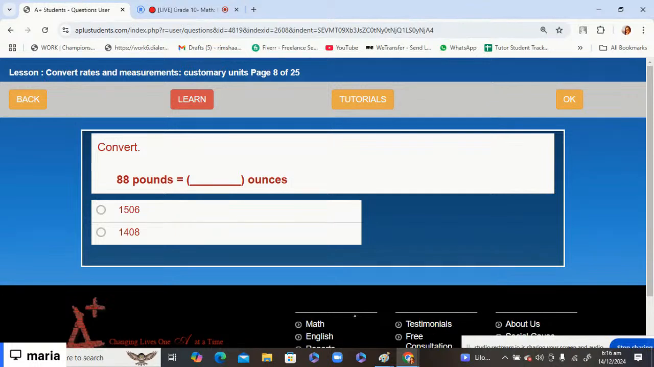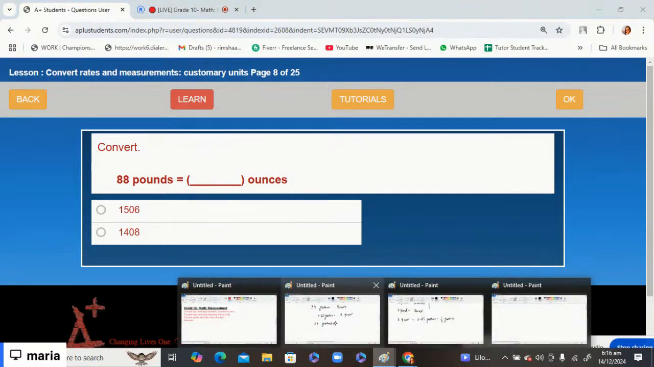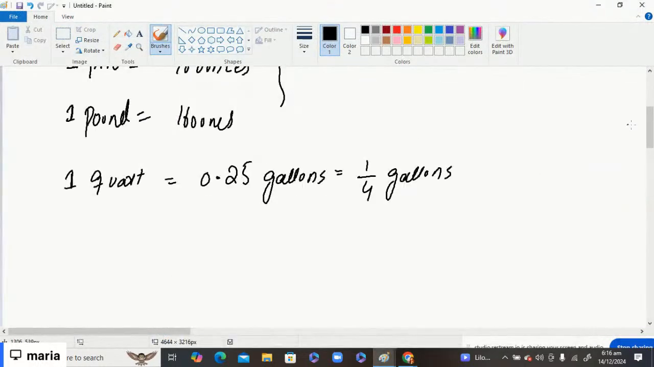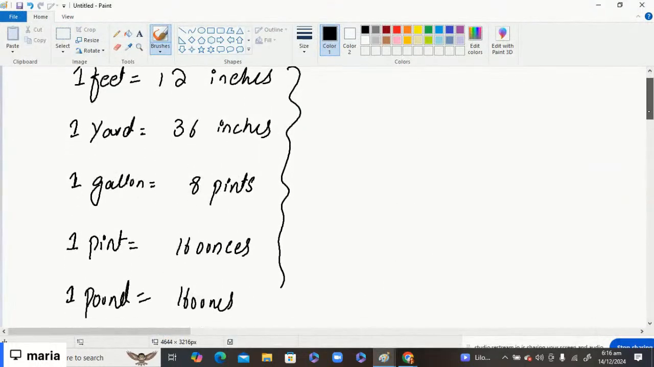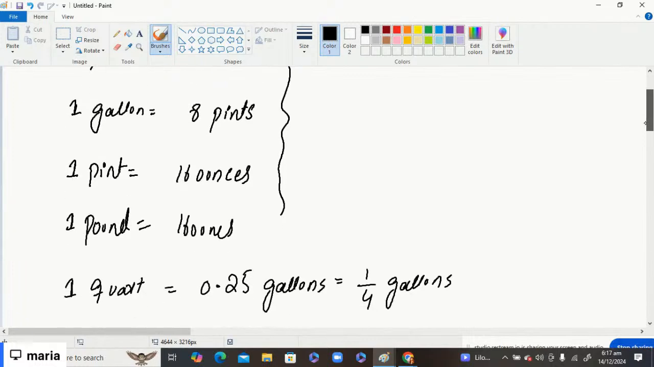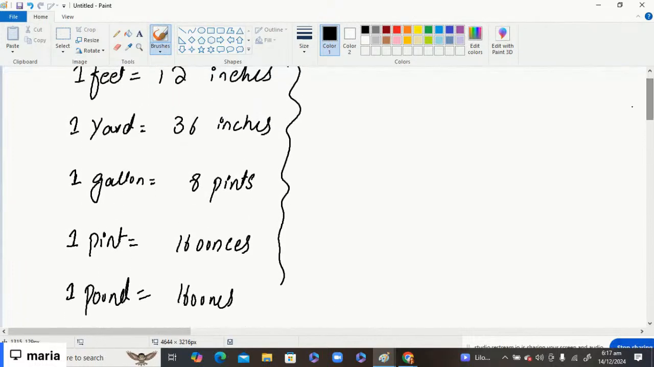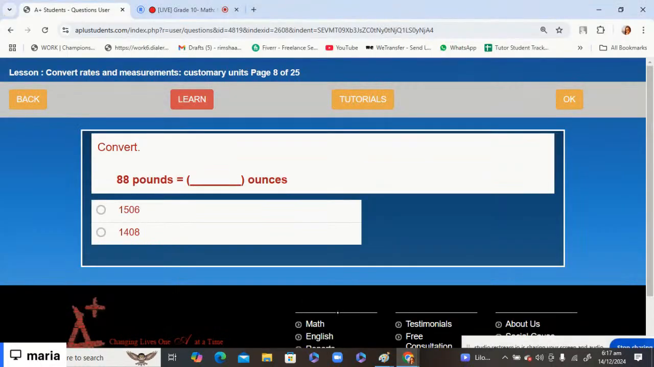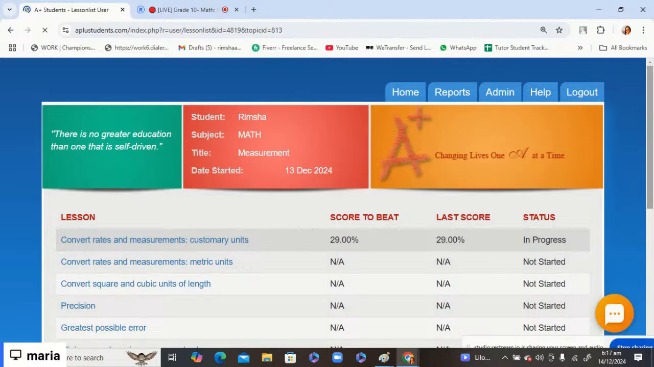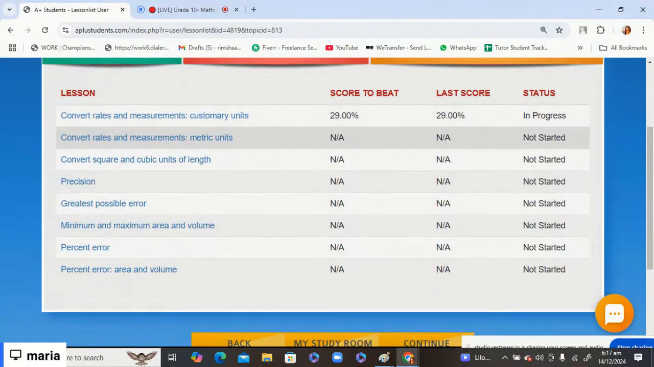Now the pound and ounces are involved. Again, the same thing. You're just going to check it from here. You need to write these things: 1 foot, 1 yard, 1 gallon, pint, pound. That's the thing. Hope you guys understand this lesson. So solve the rest of the test questions by yourself. Now let's discuss the next lesson.